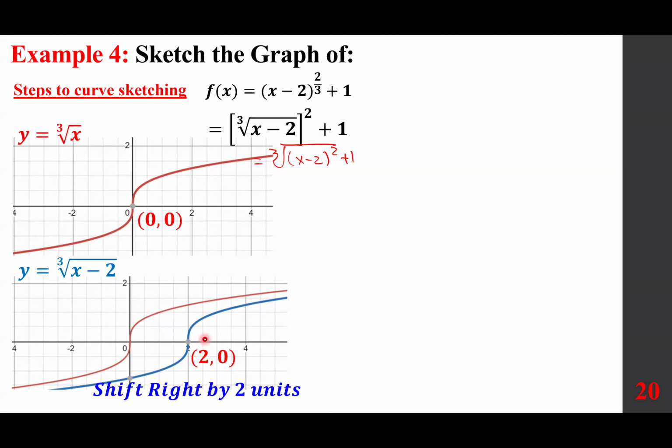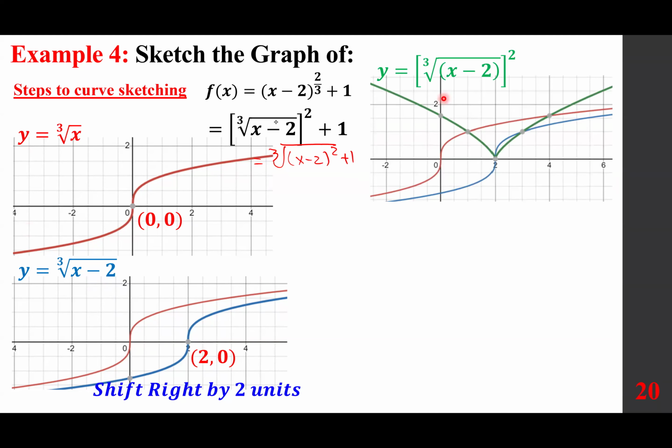Now, the next step is to raise it to the power of 2. What happens when a function is raised to the power? Well, the positive side gets larger by that power. The negative side, if the power is even, flips over, and of course, gets larger. The reason it flips over is because this is an even exponent. So the location of 2, 0 doesn't change.